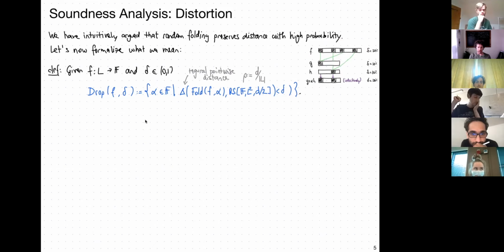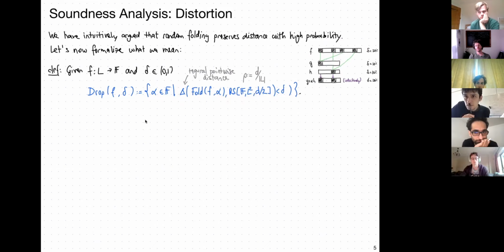Okay? And notice this is being done with respect to the regular pointwise distance. I just look at all alphas such that when folding f with respect to alpha, the distance from Reed-Solomon drops from what we had before. Okay, so that's the drop set.